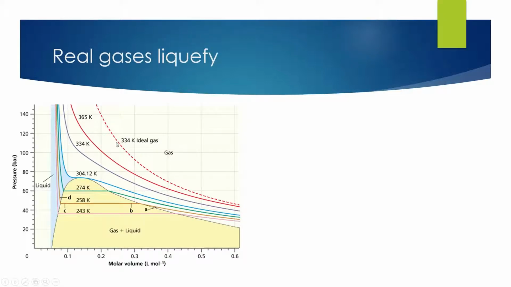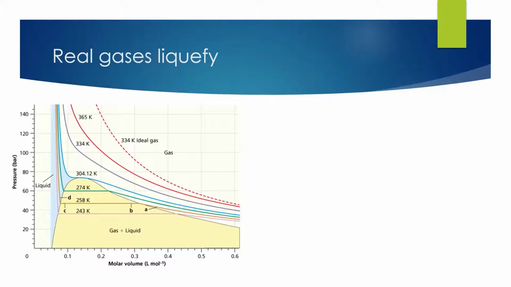This is at 334. It's pretty far off from what this should be. Now, you'll note something else kind of weird here is that these curves aren't really curves. Especially at low temperatures, so say 243, 258, 274, there are these weird horizontal lines here. What's happening at these horizontal lines?